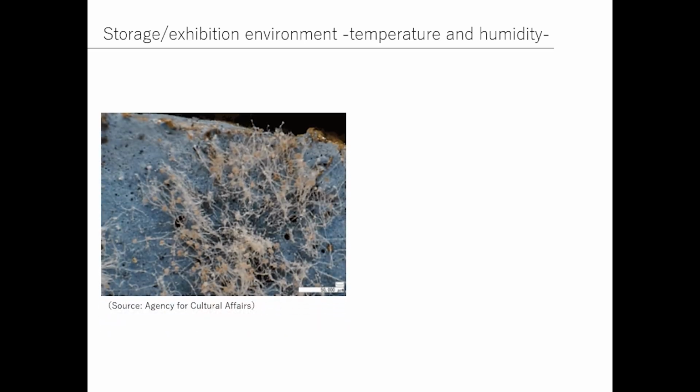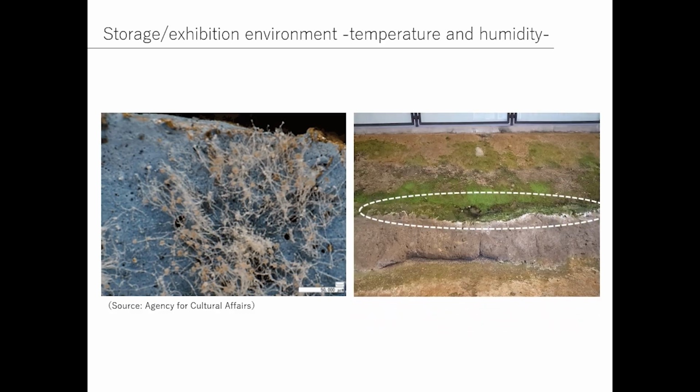Also, if the relative humidity is too high, mold may appear on the surface of cultural properties. The photo on the left shows the mycelium of a growth of mold. Even in the case of an archaeological site, the humidity of the environment is very important. In the photo on the right, you can see green moss, black mold, and white salt on the surface of excavated soil that has been left open for display.